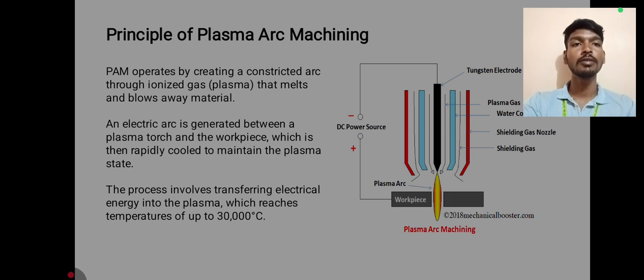The principle of plasma arc machining is that it operates by creating a constricted arc through ionized gas plasma that melts and blows away material. An electrical arc is generated between a plasma torch and the workpiece, which is then rapidly cooled to maintain the plasma state. The process involves transferring electrical energy into plasma energy, which reaches temperatures above 30,000 degrees Celsius. This is the highest temperature of the plasma.